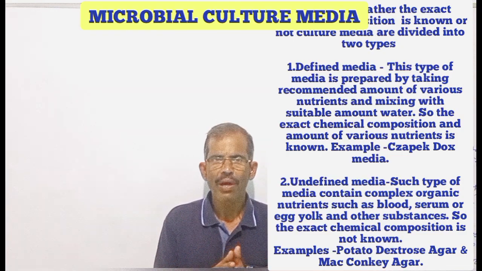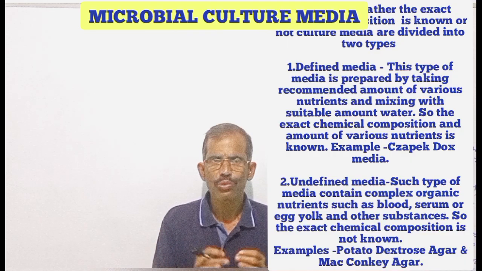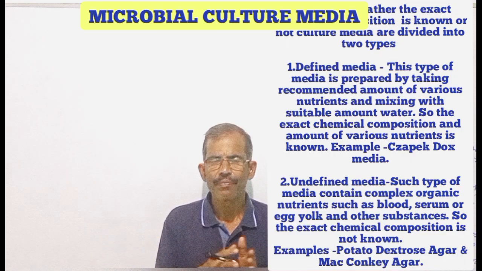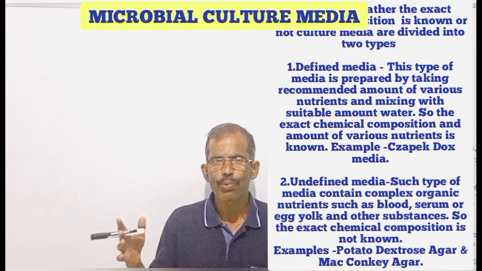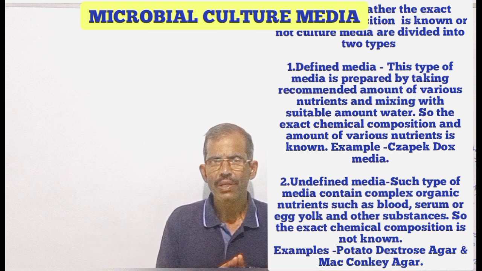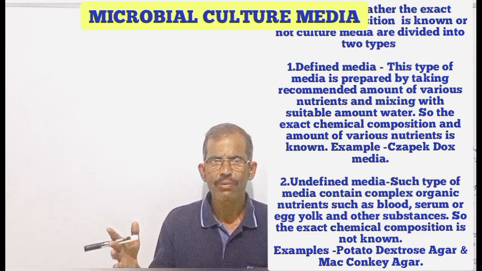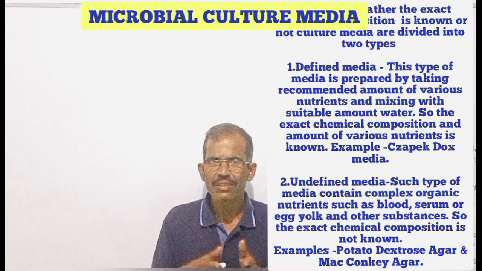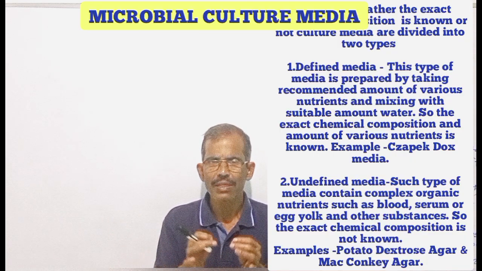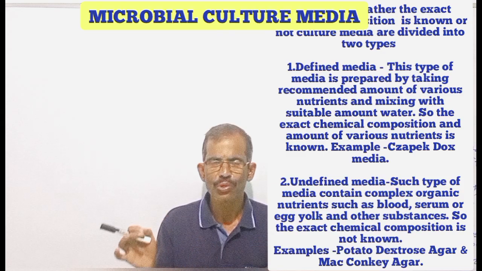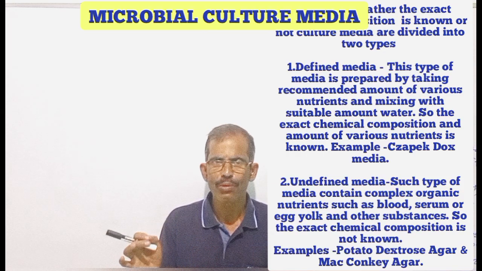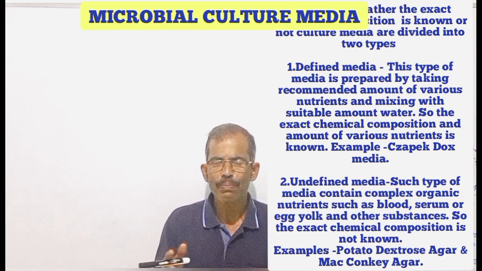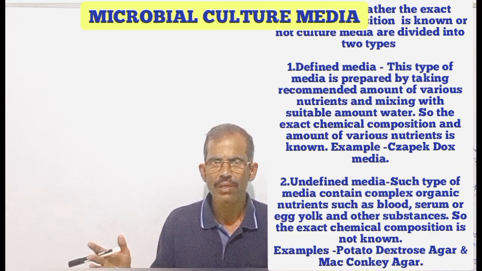Number two, defined media, which is also known as synthetic media. Its exact chemical composition is known. It is prepared by taking recommended measured amounts of various nutrients and mixing them with a suitable amount of water. So the exact chemical composition and the proportion of various nutrients in a defined medium is known. One example is Czapek-Dox media.